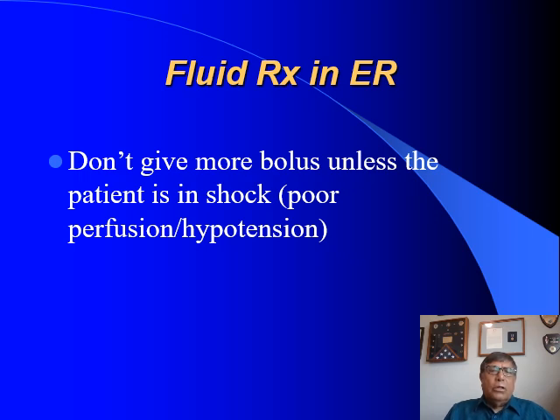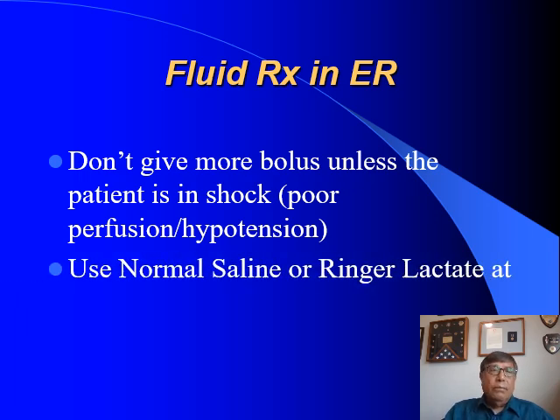So, do not give more bolus unless the patient is in shock or has a state of dehydration that has affected the perfusion, and the patient may be hypotensive. In that case, everything else is secondary. You have to give a fluid bolus to get the patient good perfusion and also correct the dehydration. So that will be the priority. As I said, initially a 20 ml per kg bolus, but that may have to be repeated depending upon the situation.